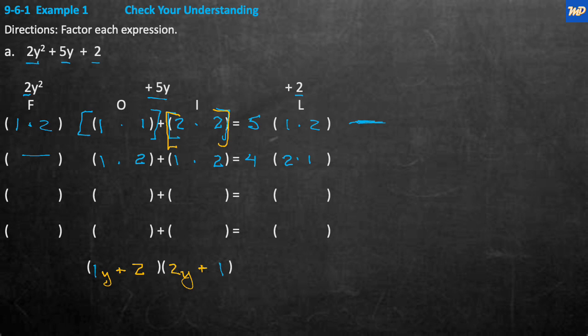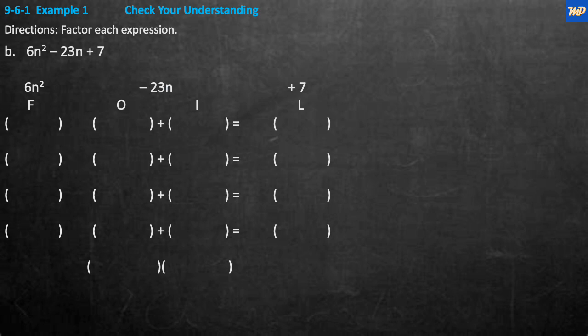I only needed two rows. Let's go to the next one. Okay, now we're on to the second problem. 6n squared minus 23n plus 7. Well, the first thing we should notice on this problem is we have a positive c term and a negative b term. How do we get a negative b term? We have to have 2 negatives, because to get positive, you have to have a negative times a negative or a positive times a positive.